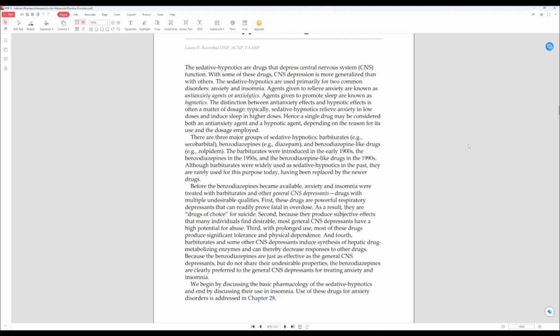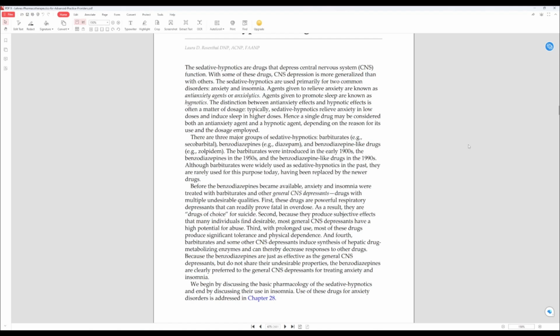And fourth, barbiturates and some other CNS depressants induce synthesis of hepatic drug-metabolizing enzymes and can therefore decrease response to other drugs. Because the benzodiazepines are just as effective as the general CNS depressants, but do not share their undesirable properties, the benzodiazepines are clearly preferred to the general CNS depressants for treating anxiety and insomnia.